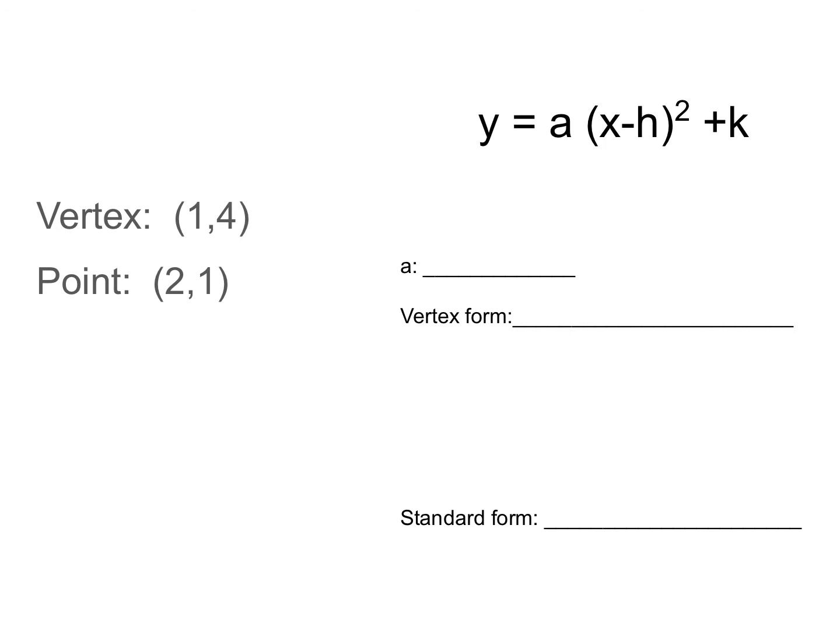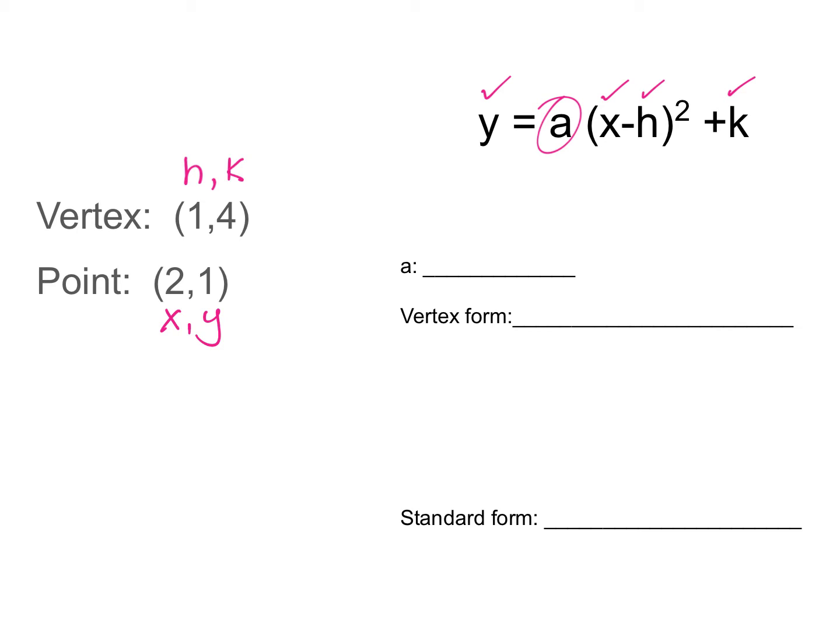If you're given the vertex and a point, you can use both of these in the equation in order to find what you need. So remember, your vertex, this is H, this is K, well, this is X, and this is Y. So if you notice in our equation, you have Y, X, H, and K. The only thing we're missing is the A. So that's part of the work that we have to do. So let's go ahead and substitute these four values to find that A value.